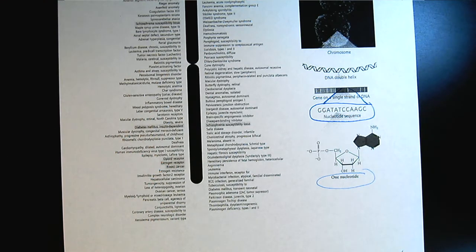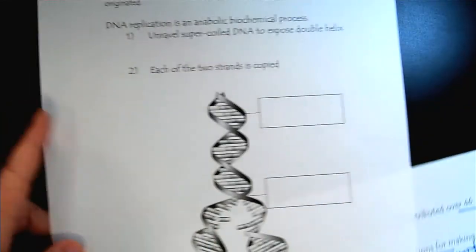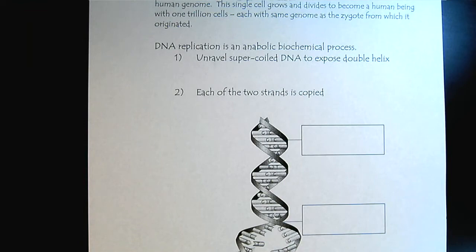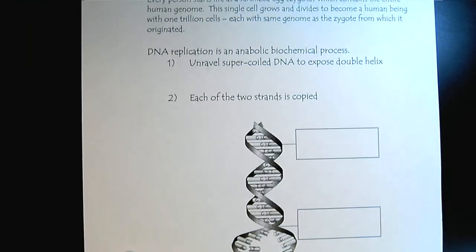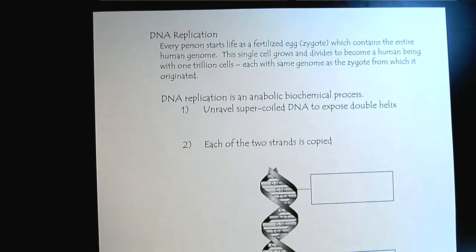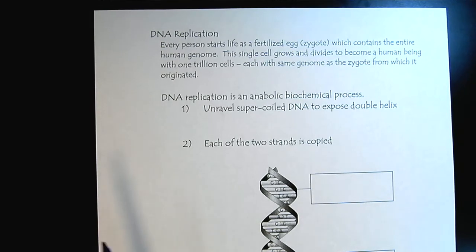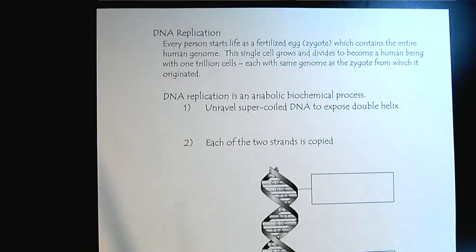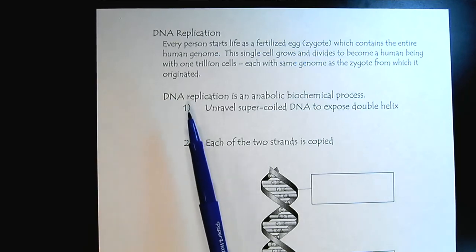Okay, so let's go into a little bit about how gene expression works, or, well, right here we'll just look at DNA replication. We'll look at gene expression in a future video tutorial. So every person starts life as a fertilized egg, a zygote, which contains the entire human genome. This single cell grows and divides to become a human being with about 1 trillion cells. So how does that happen? Well, the DNA is going to need to replicate.